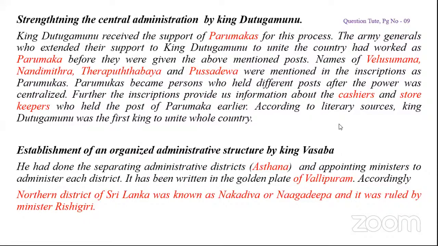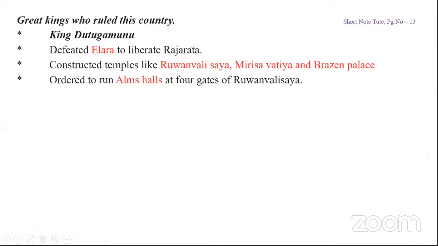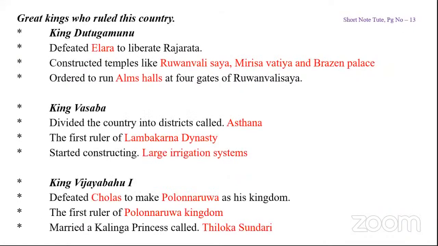Great kings who ruled this country, Dutugamunu. Exactly one person is given in the exam to write. So you have to write about King Dutugamunu or King Vasaba or King Vijayabahu first. You check the previous past papers. Exactly one king was given to explain. Okay, so when you are writing about one king, there are special headings that you have to use. Now this question is the next model question that we will discuss.